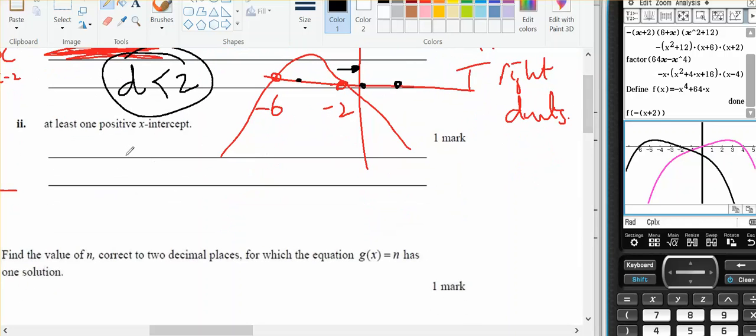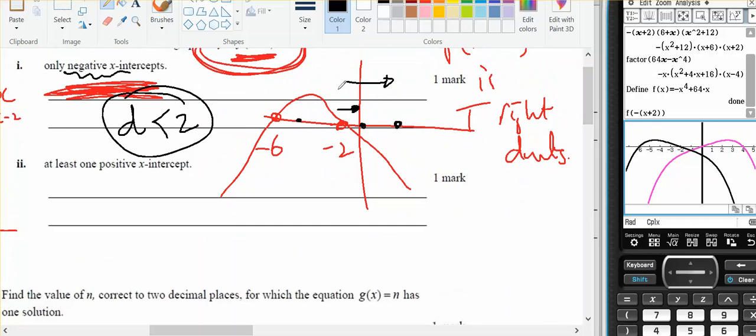And at least one positive x-intercept. If I move this over 2, I don't have any positive x-intercepts. If I move more than 2, then I will have at least 1, and then if I move more than 6, I'll have 2. At least 1, therefore D is bigger than 2.